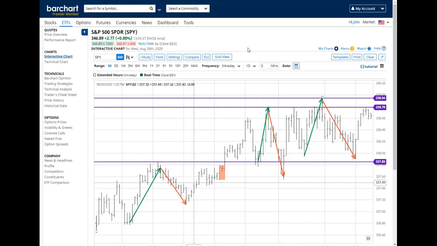So for instance, here I have a daily chart of the SPY, the S&P 500 Spider Index, and I'm on a daily chart, and I'm in a 5-minute time frame. And a lot of times, my students would say to me, I'm buying this market, right?